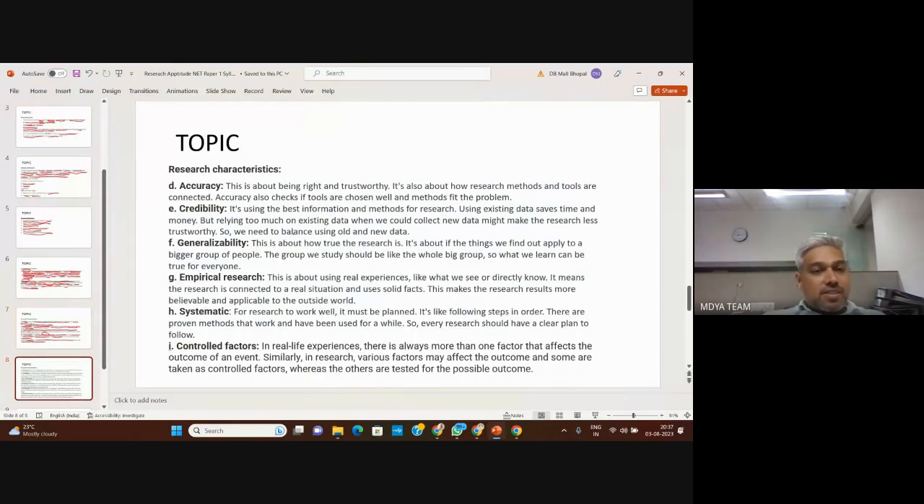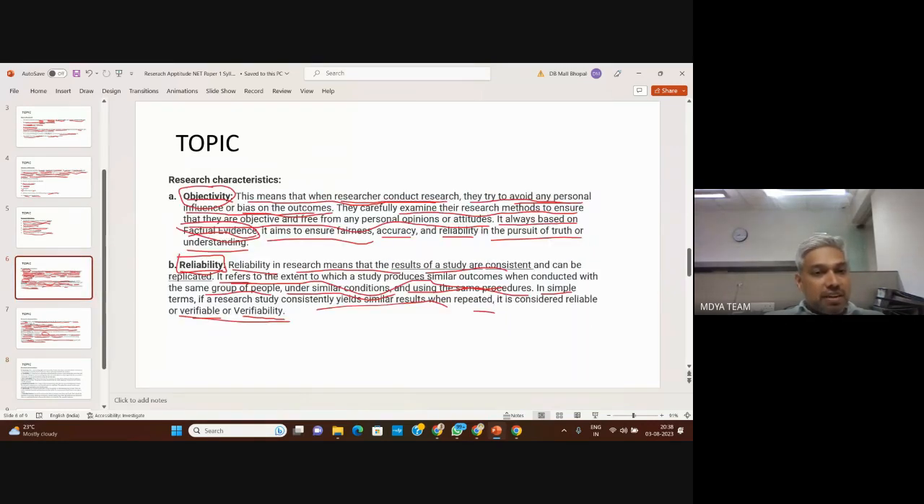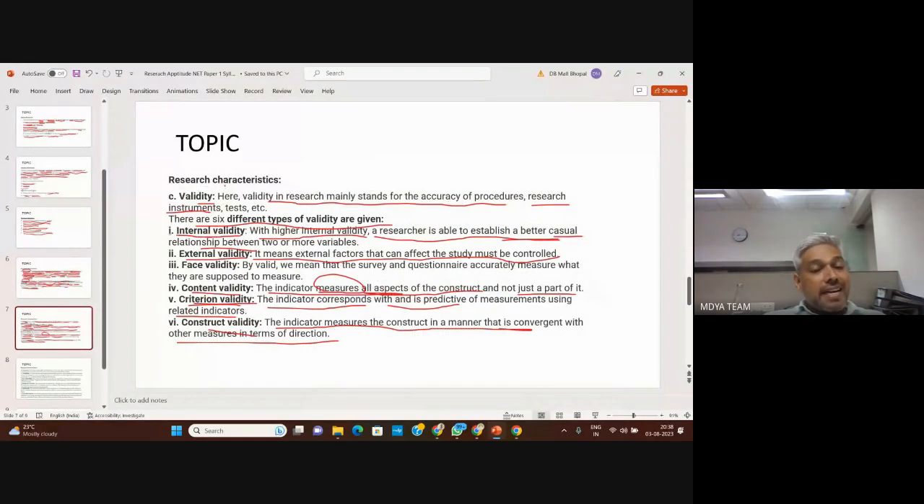So for research characteristics, we have completed three characteristics: objectivity, reliability, and validity. And in validity, we have learned about internal validity, external validity, face validity, content validity, criterion validity, and construct validity, right? There are six validities which come under validity. That is, what is validity? Validity is the characteristic of a research, right?